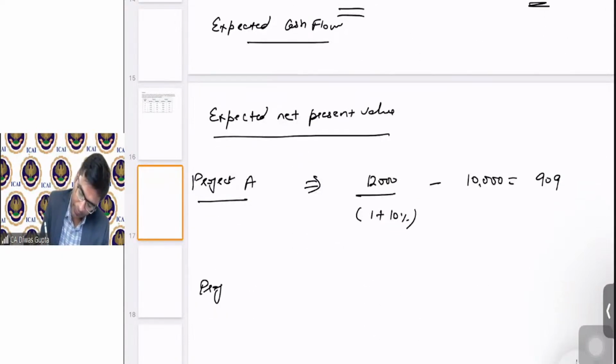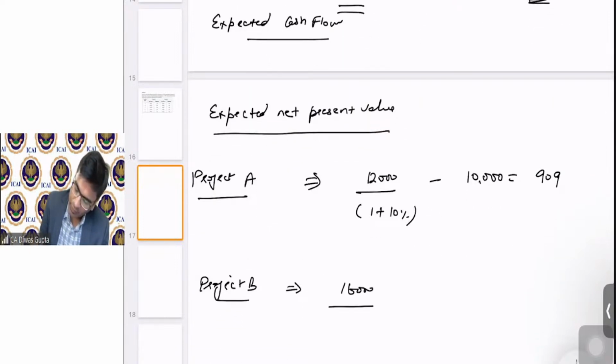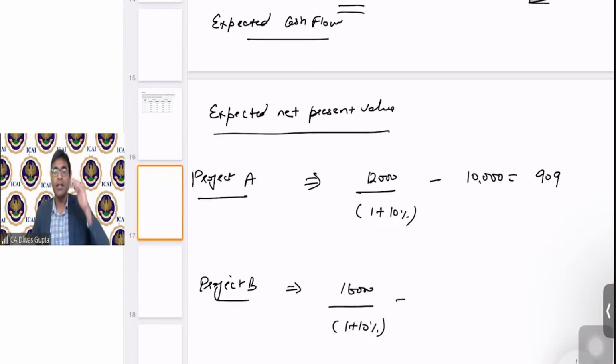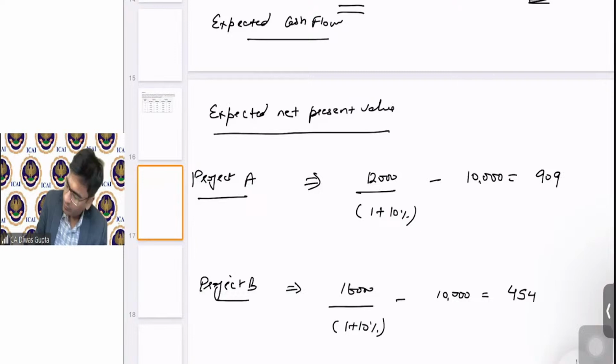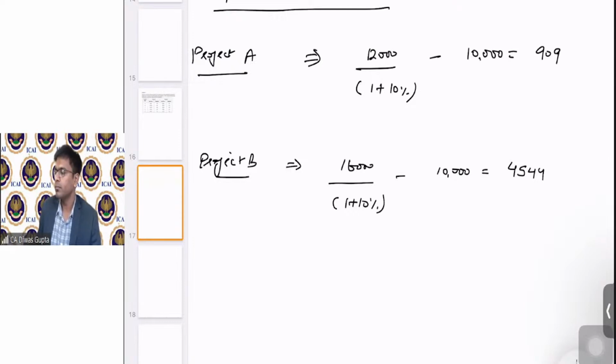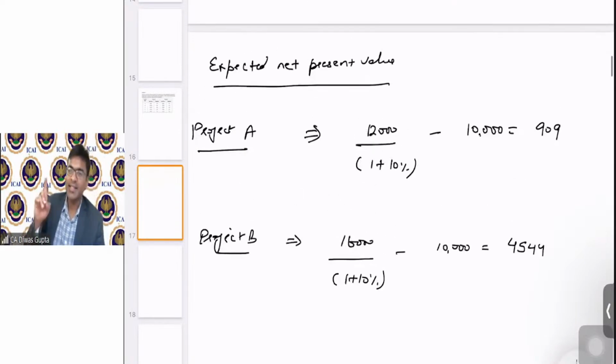Project B, 16,000 divided by 1 plus 10%. So students, please note, in this question, there is only 1 year involved for cash inflow. Hence, we are only taking that 1 year cash flow and discounting it. Okay, students? Minus 10,000. So 16,000 divided by 1.1 minus 10,000 comes as 4,545. In fact, this will be rounded off to 4,544. Okay. So this is a single period question, and hence we just took the NPV accordingly.